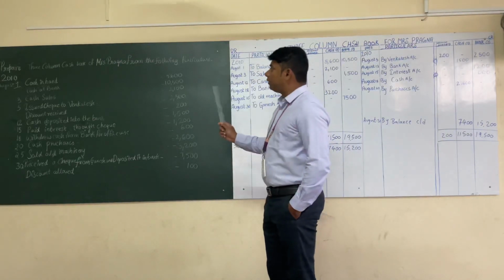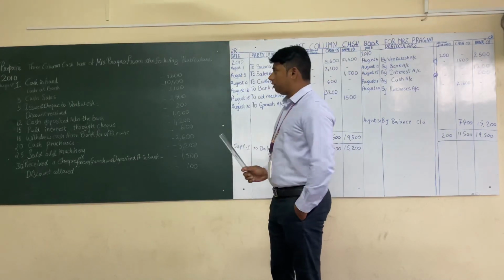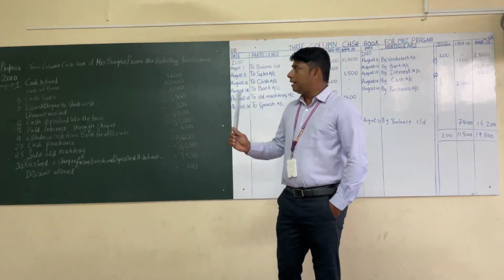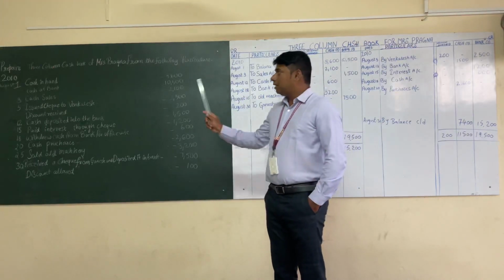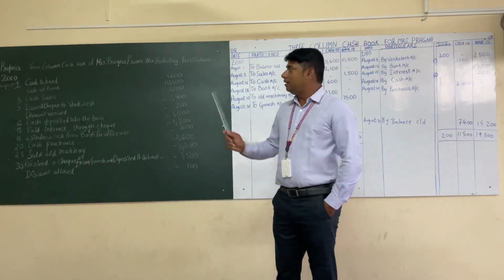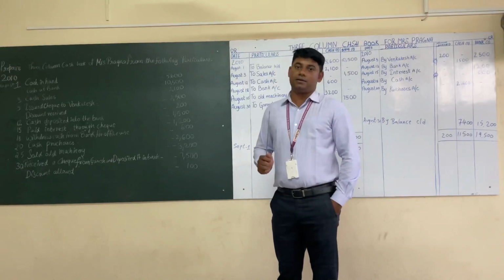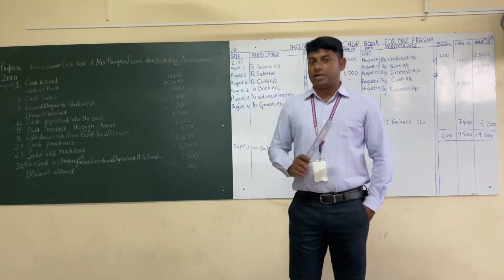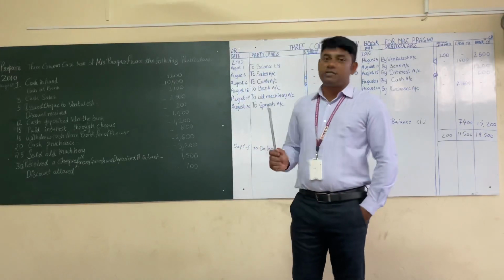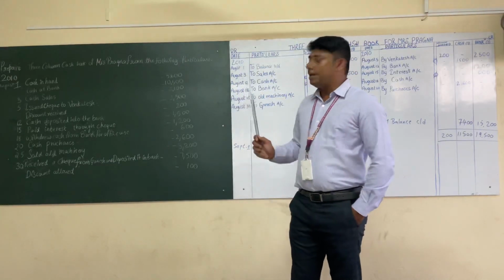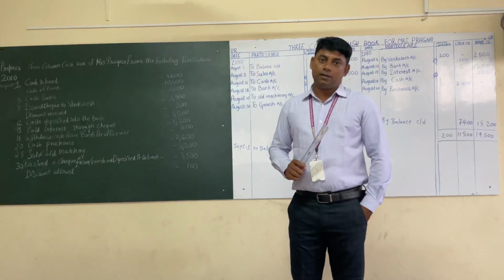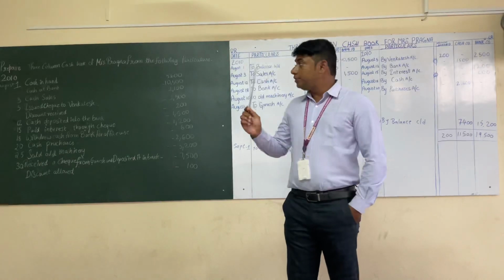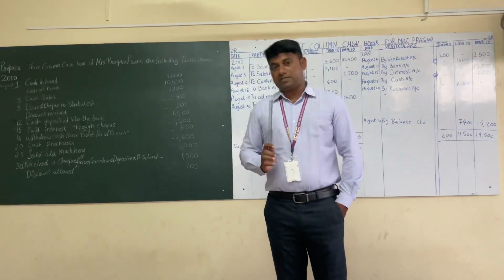Prepare the three-column cash book of Mrs. Pragna from the following particulars. The data has been given for August 2010. See the data: cash in hand 5,600, cash in bank 10,500. These two things come under the opening balances of the three-column cash book. Opening cash balance 5,600, opening bank balance 10,500. So that could be the balance brought down. We should write it because these two are favorable balances.